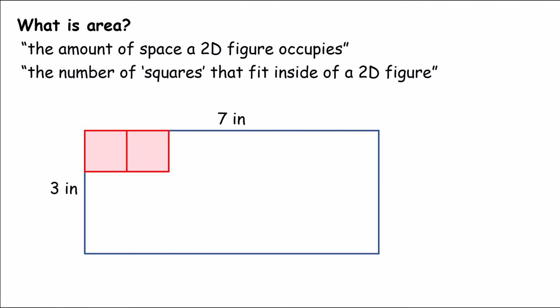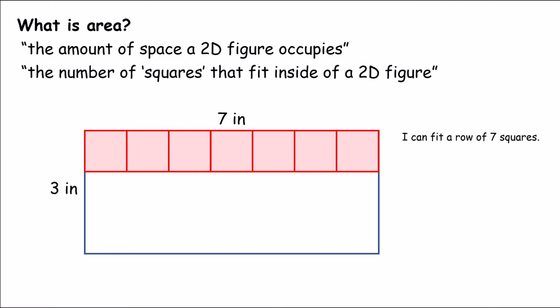And so what I'm going to do is I'm going to keep adding squares along the top edge of the shape until I reach the end. Notice that since this shape is 7 inches long, I can fit 1, 2, 3, 4, 5, 6, 7 squares across the top of this rectangle. I can fit a row of 7 squares.